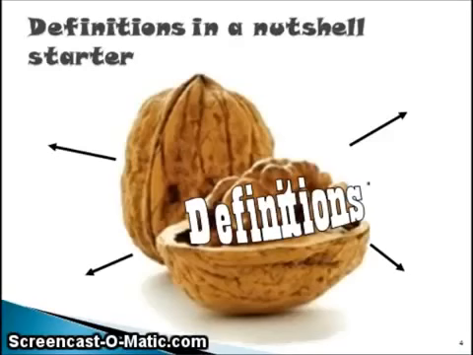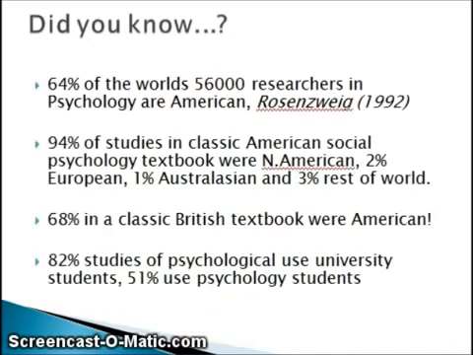So what we need to think about is psychology being ethnocentric as a whole. When we look at some of the statistics around psychology, we can see that it is massively skewed towards European people. 64% of the world's researchers in psychology are American. 94% of textbooks come from America. 1% in Europe. 2% in Europe. Australasian is about 3%, and really you can't apply it to lots of the places around the world.